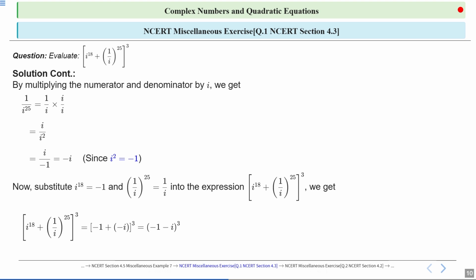And so after simplification, we get 1 divided by iota whole to the power 25 equals minus iota. So iota to the power 18 plus 1 divided by iota whole to the power 25 whole to the power 3 equals minus 1 plus minus iota whole to the power 3, which is equal to minus 1 minus iota whole to the power 3.